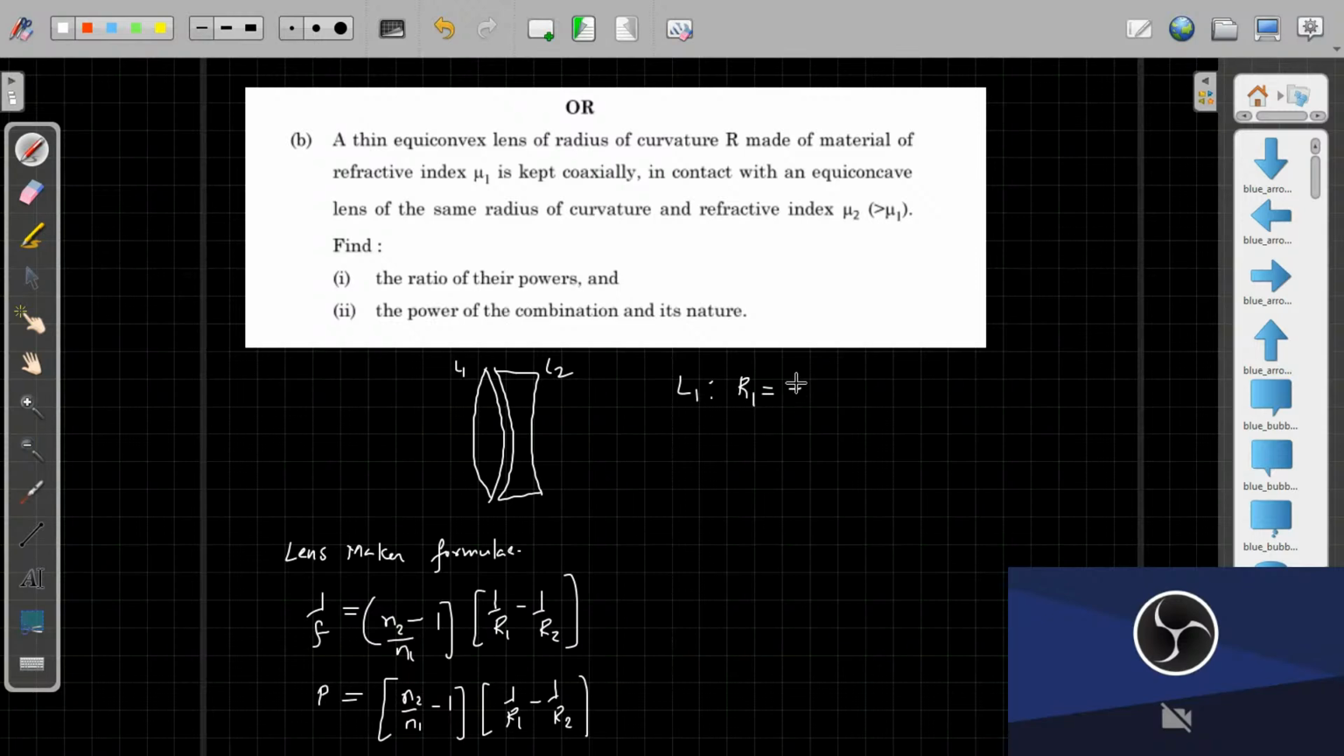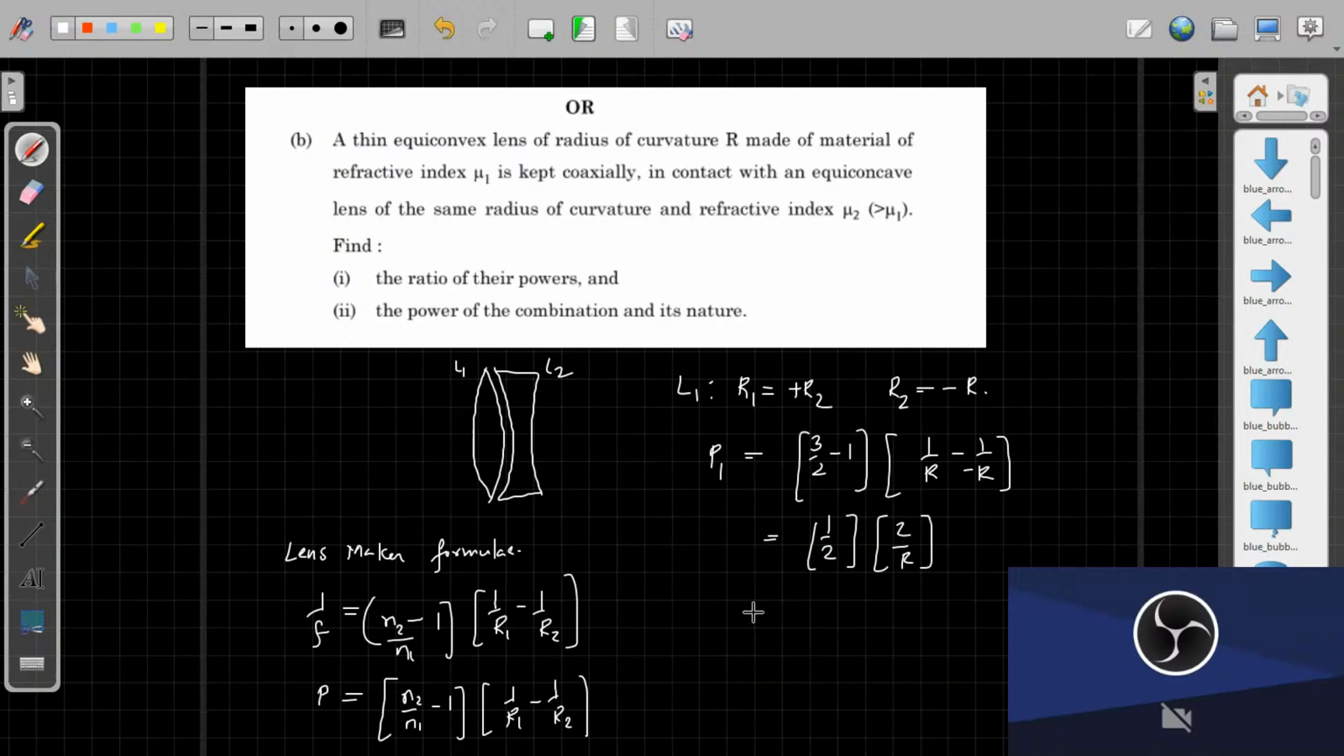So R1 is equal to plus R and R2 is equal to minus R. So the power of the convex lens, power 1, will be equal to (3/2 minus 1) into (1 by R minus 1 by minus R). So that gives me 3 minus 2, which is 1 by 2, into 2 by R. The 2s cancel, so P1 is plus 1 by R.